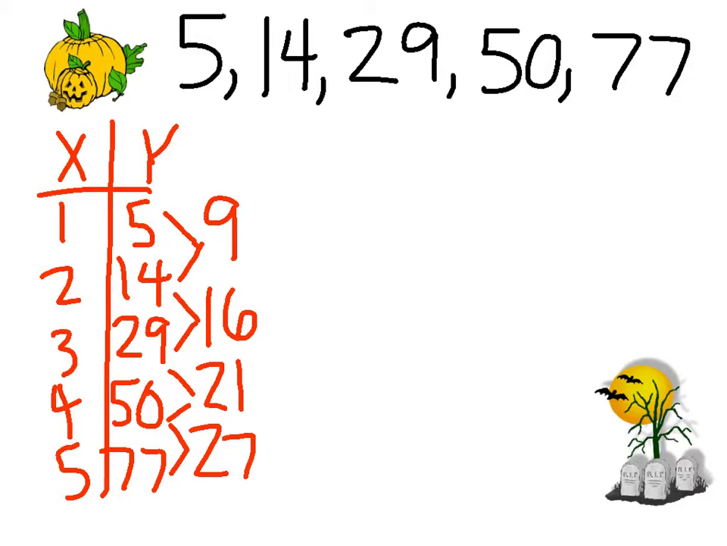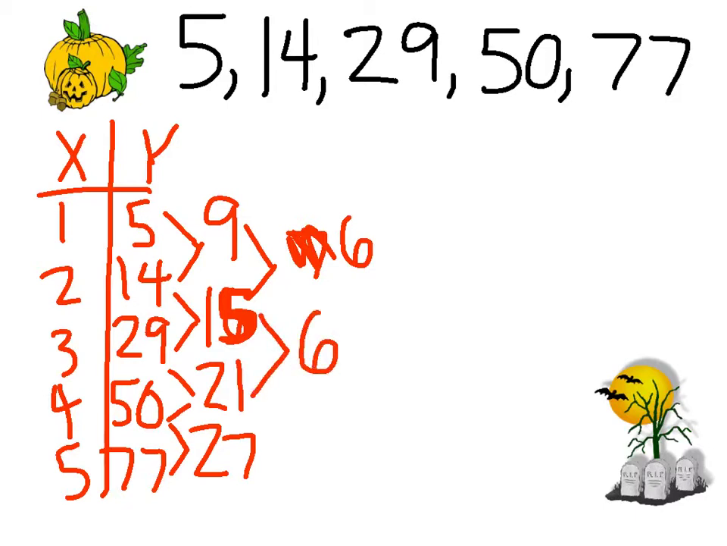Alright, now we need to take the difference again because our numbers are not the same yet. So 16 minus 9, I think I might have done that math wrong. I did something wrong. That's better. Alright, that should be 15 right there. So 15 minus 9 should give us 6. 21 minus 15 will give us 6. And 27 minus 21 will also give us 6.